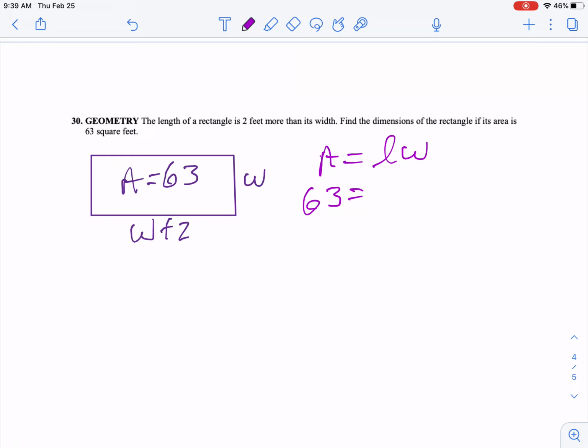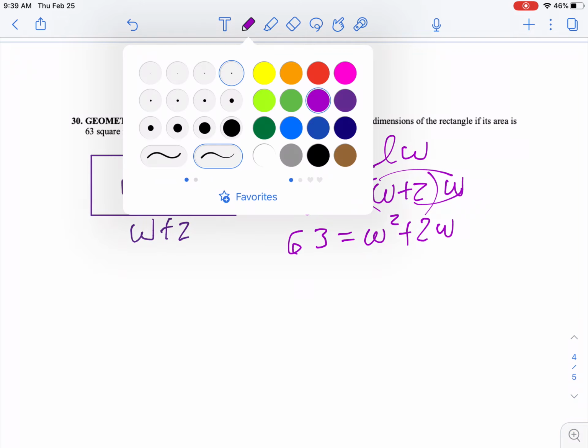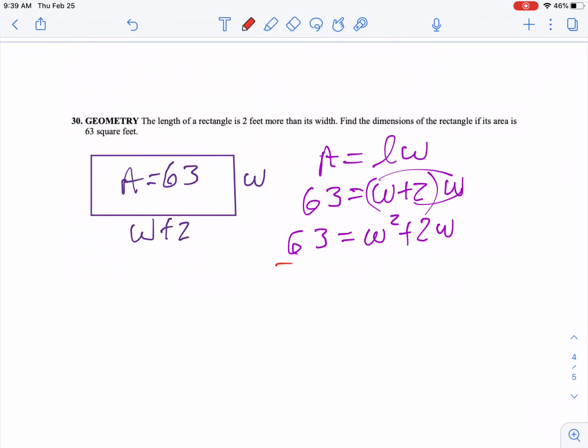So 63 equals the length, which is W plus 2, times W. Let's distribute. You get w squared plus 2w. We want to make it equal to 0 because we're going to factor it, so minus 63 from both sides. So then we get w squared plus 2w minus 63 equals 0.